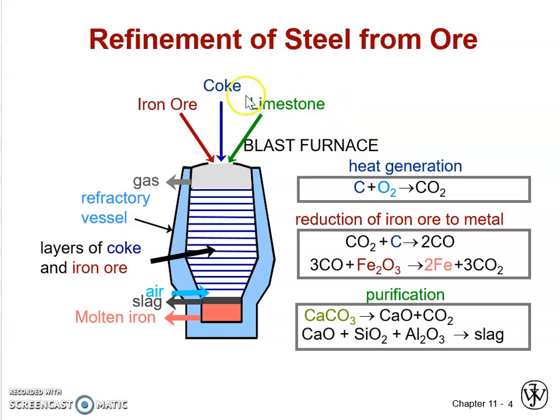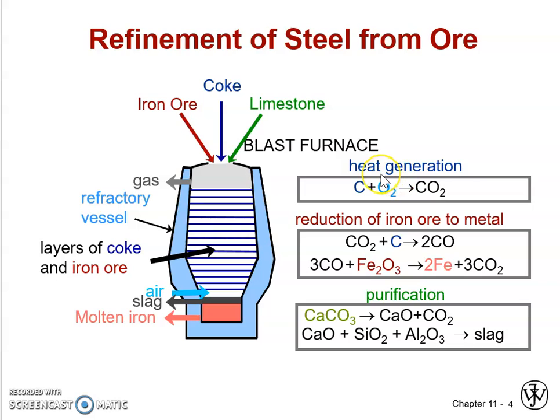This is the process of refinement of steel from ore. They do it in a blast furnace. You can see this furnace is very massive, where you put iron ore, coke, and limestone. There are some processes that need to be undergone to form steel.